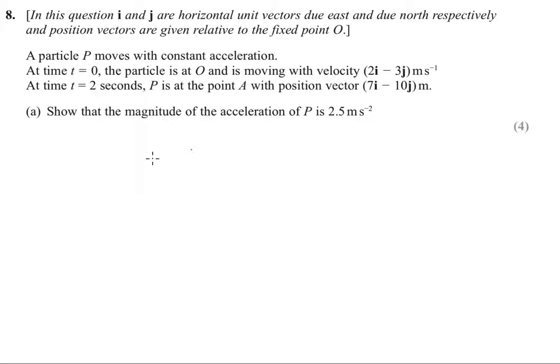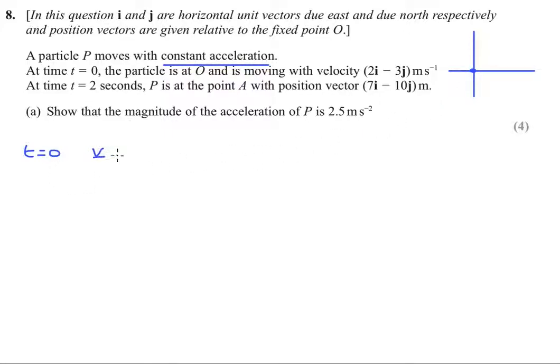Okay, question 8 is another vectors question, but this is involving constant acceleration, which means we can use the SUVAT equations. It says that when t equals 0, the particle is at the origin. That's really useful because that means we don't have to worry about any position vectors from where it starts. It starts at the origin, so that's good for us.